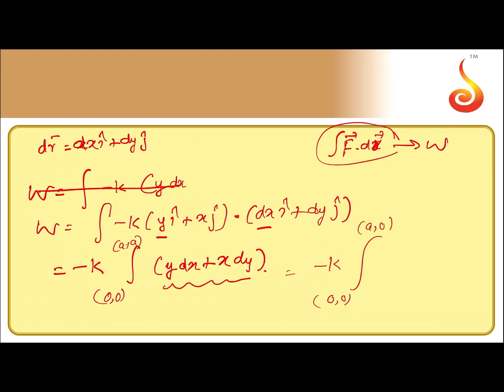Now look at this term. This is a beautiful term. Can we write this term as the differential of xy? Is that possible? Because you know the differential of xy is x dy plus y dx. Product rule. So this is d of xy. Now you have an integral and a differential together. If you are integrating a differential, the function is the answer. So it simply becomes minus k, integral and differential vanish, leaving xy from (0, 0) to (a, a).